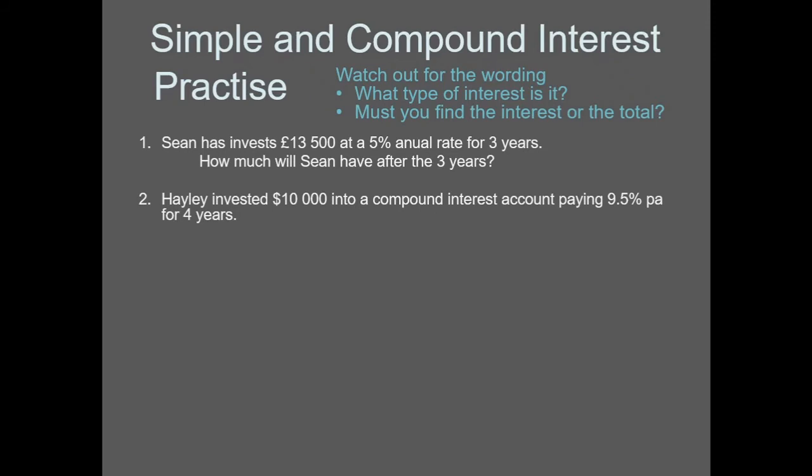Question 2. Haley invested $10,000 into a compound interest account paying 9.5% PA, that's per annum, per year, for 4 years. How much interest will Haley earn? Now be careful, is this compound interest or simple interest? And when you work out your amount, is that the total amount or is that the interest amount? We want to know how much interest she earned.